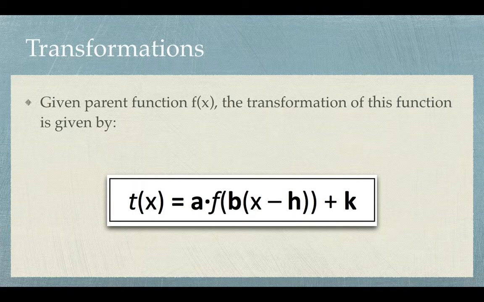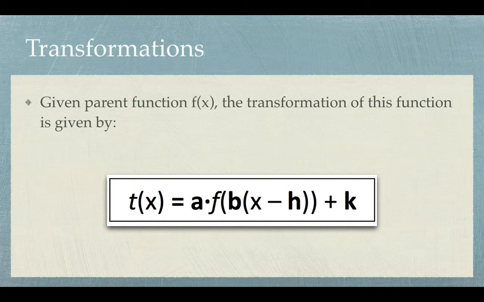So, to talk about the more generic rules, we have transformations. Now, it's important to note, I'm not going to discuss transformations between each of the individual types. So in other words, when we talk about absolute value, there is no rediscussion of transformations. If you need to know about transformations, come back here. So if we're given the parent function f(x), the transformation of this function is given by a times f(b(x - h)) plus k.